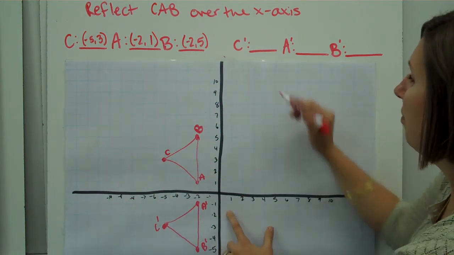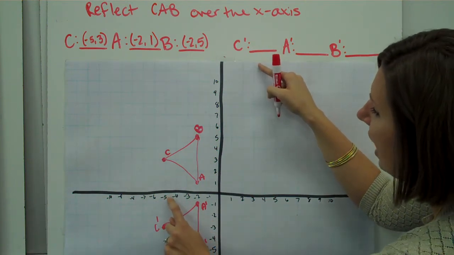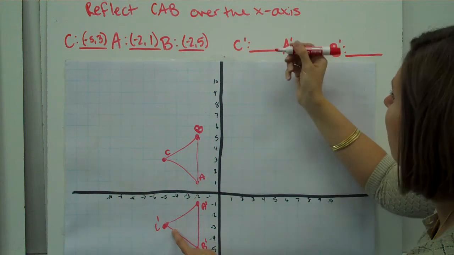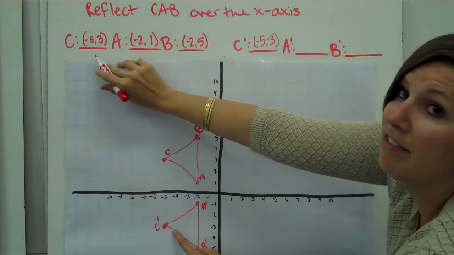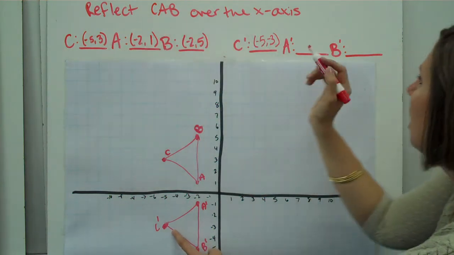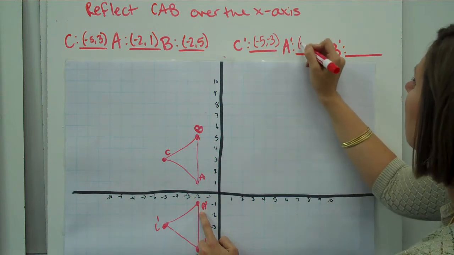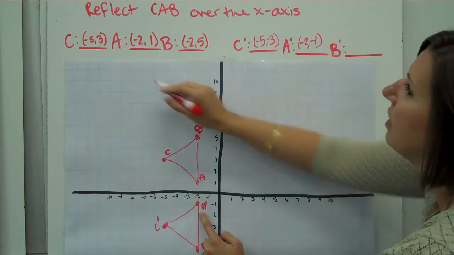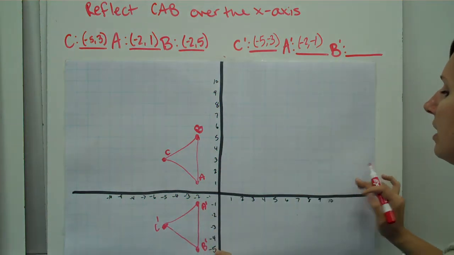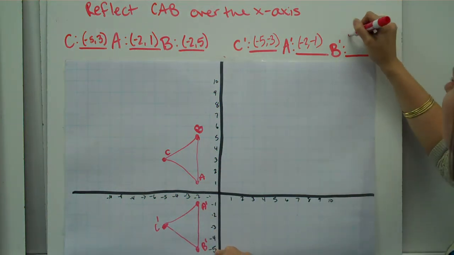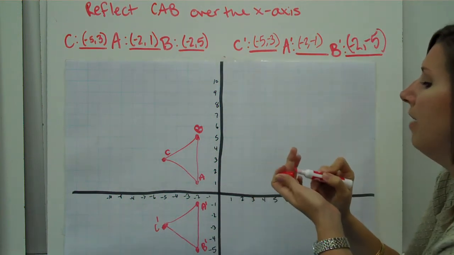Okay, so let me write down my new points. My new C is -5, -3. It was -5, +3. My new A is -2, -1. It was -2, +1. My new B is -2, -5. It was -2, +5.